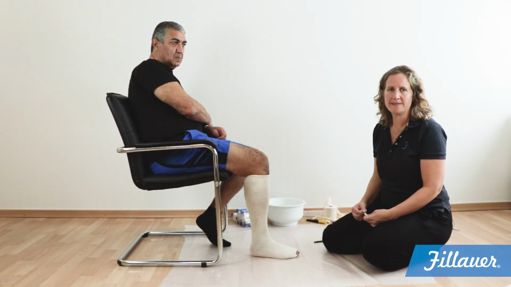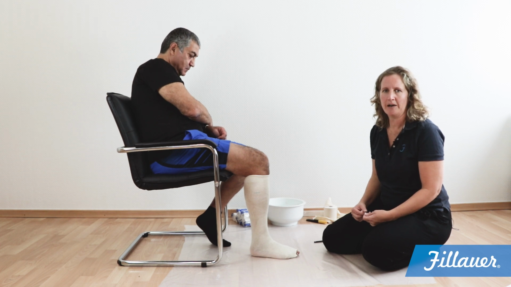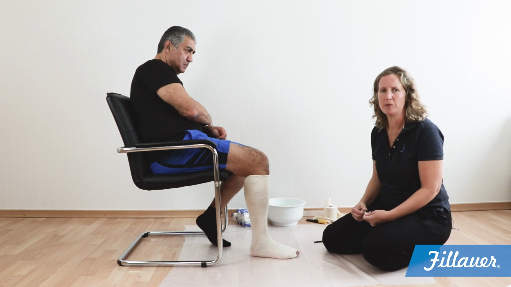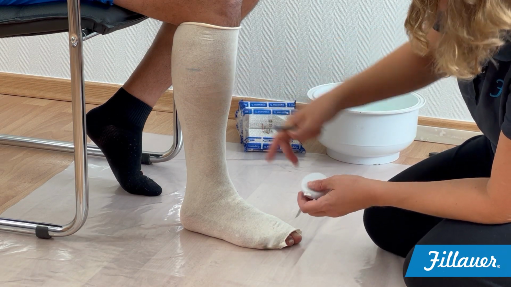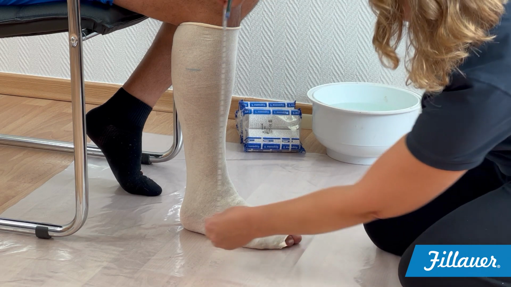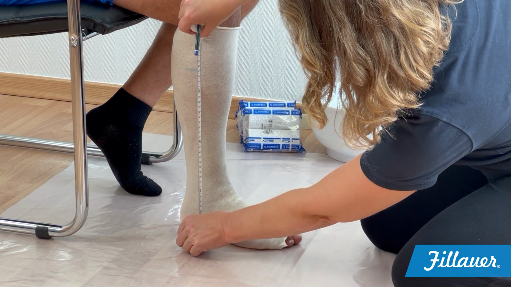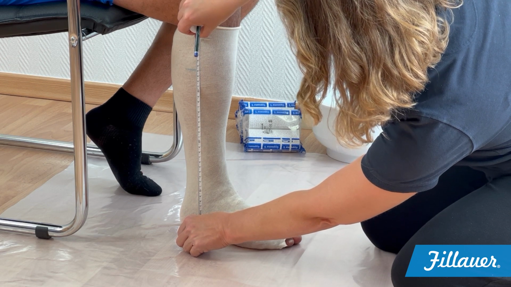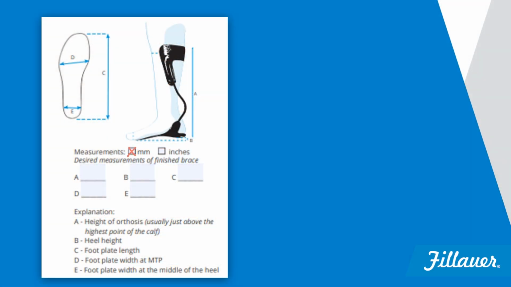We need to know the desired height of the orthosis. This is usually at the largest AP of the calf muscle. The reason we don't want to go higher is because the dynamic walk is a flexible orthosis and it needs to be able to move on the leg. Here we have the largest AP around here, and we'll measure up to here, and here we have 350 millimeters. This is the A measurement on the form, so it will be filled in under A.